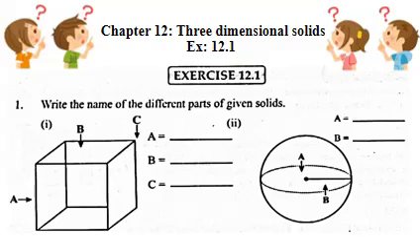So the question number 1 is, write the name of the different parts of given solids. And in the first part, which solid is it? Can you recognize it? Yes, it is cube. And which solid is given in the second part? Yes, it is sphere. Now please label the different parts of these two solids because we've already covered these two solids in the lecture. I hope you can do it very well.